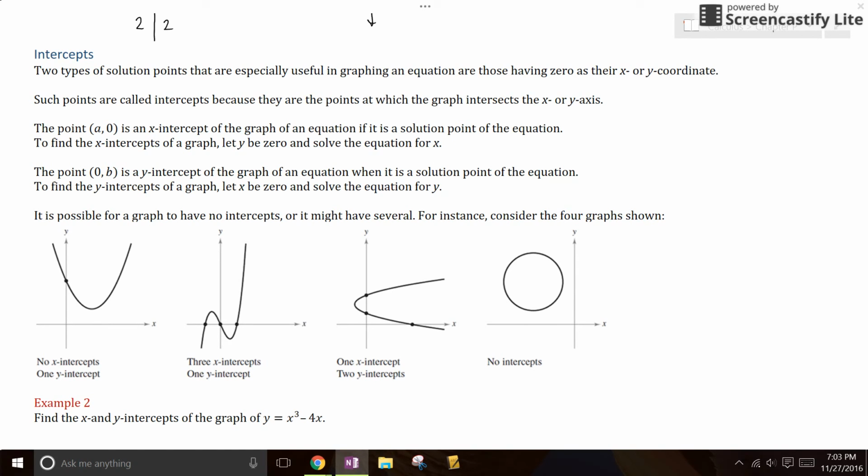And a y-intercept is where it crosses the y-axis. And that's when x is 0. And so, again, put a 0 in for x and find the y-intercept. And probably nothing there that would scare anybody.